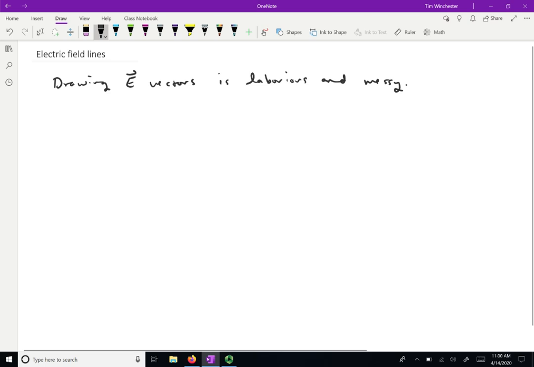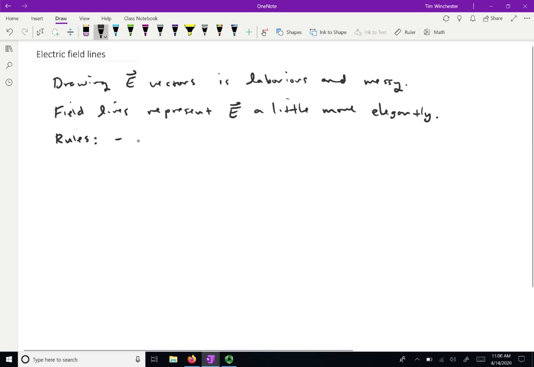Another approach that we can use to represent the same information but in a slightly different way is electric field lines. Electric field lines represent the electric field a little more elegantly. You'll see that this is a little bit easier and gives you a nicer result. So first, what are the rules for electric field lines?